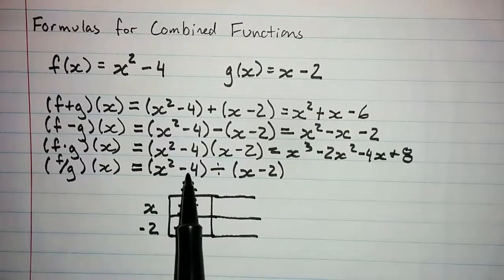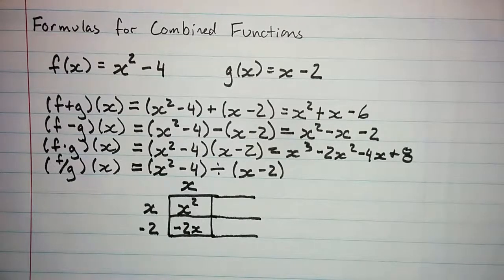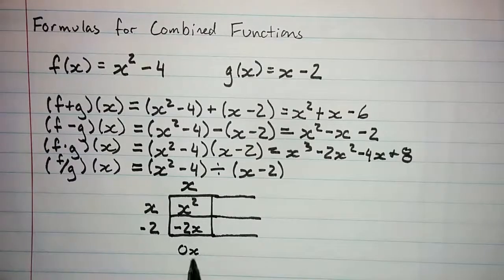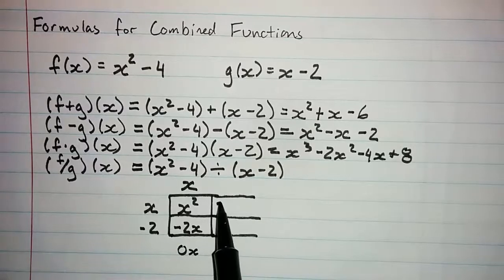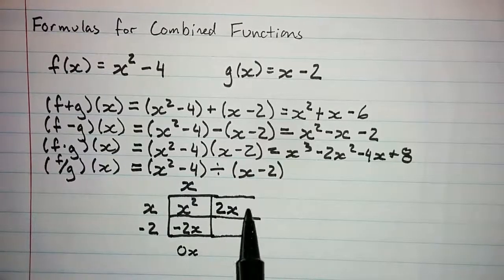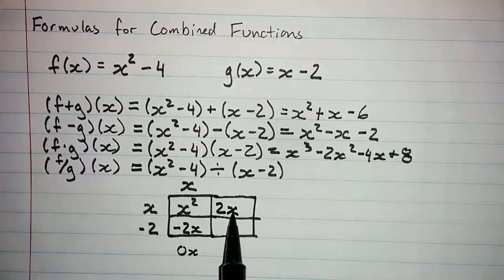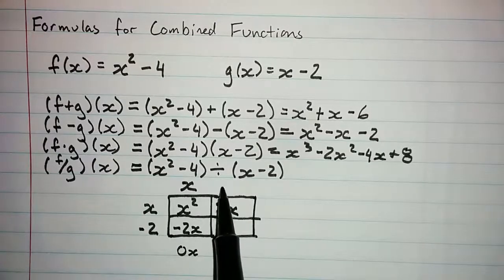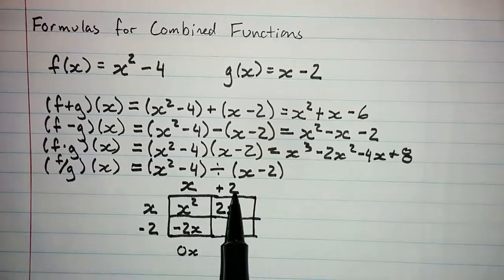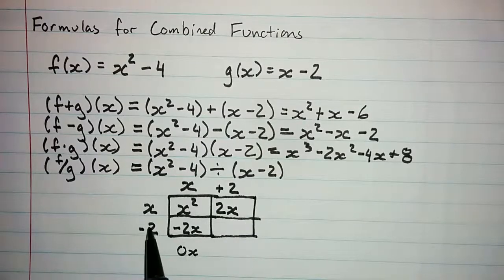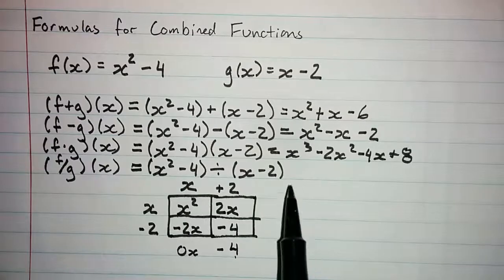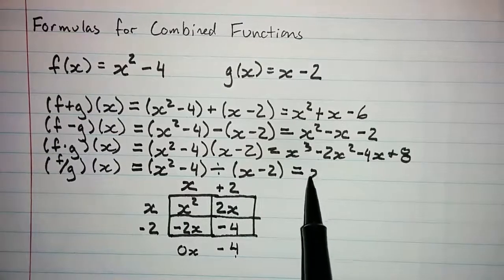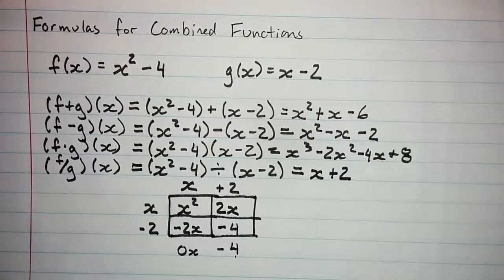What's the x term in my dividend? Well, I don't have one. It's going to have to be 0x. 0x minus negative 2x is positive 2x. X times what is 2x? X times positive 2 is 2x. 2 times negative 2 is negative 4. Oh, that's the constant term in my dividend. I have no remainder. This is just x plus 2.